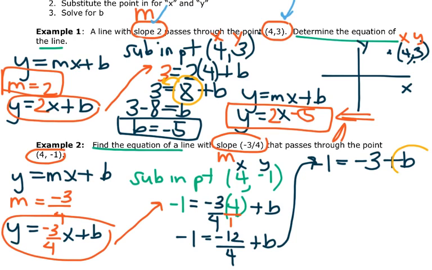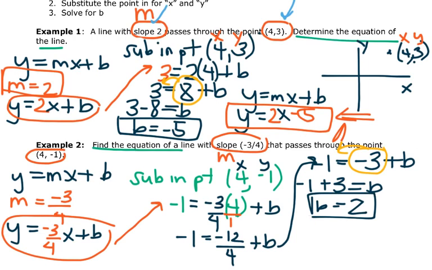We want a b by itself, so what is in the way? It's this negative 3. We've got to bring it to the other side. We know it's going to become positive. So we've got negative 1 plus 3 equals b, and our b is just equal to 2. So let's put everything together now. We have b, and we have m. We're good to go. We're going to throw it all together.